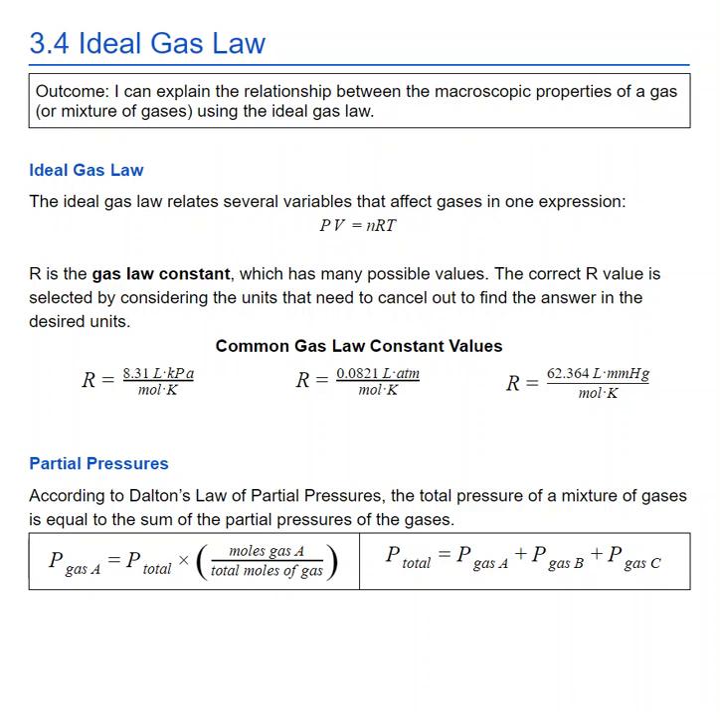We also have Dalton's law of partial pressures. Basically, the total pressure of a mixture of gases is just equal to the sum of the partial pressures of the gases. That means that if we multiply the total pressure by the mole fraction of a gas, we can get the pressure of the individual gas.